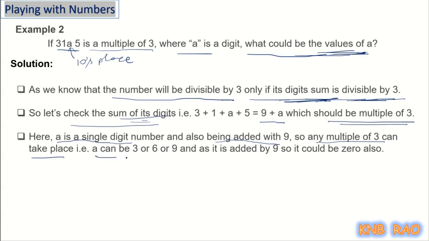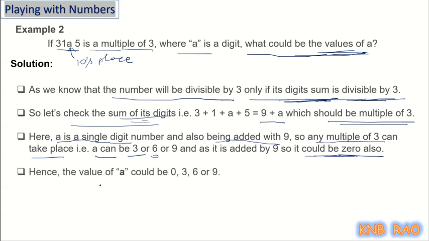Therefore A can be 3, or 9, or 6, isn't it? Why? Because 9 plus 3 gives you 12, which is a multiple of 3. 9 plus 6 is 15, a multiple of 3. 9 plus 9 is 18, a multiple of 3. And it can even be 0, because 9 plus 0 gives you 9, which is a multiple of 3. Hence, the values of A could be 0, 3, 6 or 9.